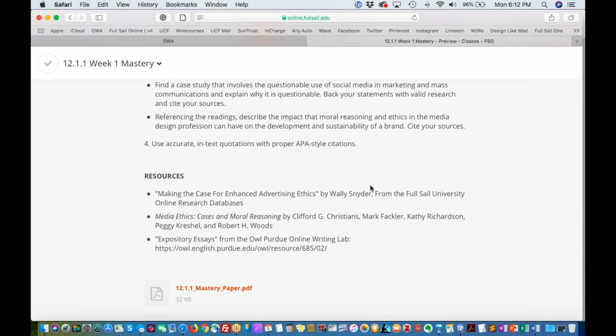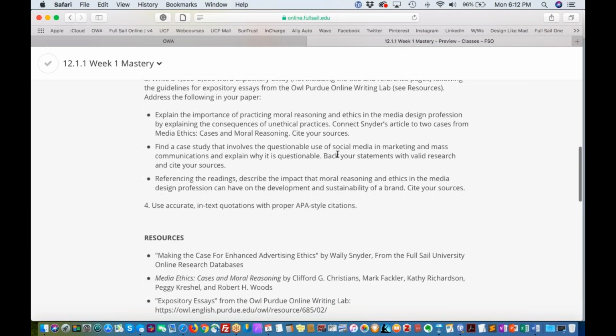So read that article, then go find the cases in the media ethics book, and you're going to connect the article by doing a cross-comparison analysis between the article and one of the cases that you find in the book. Then go in and find a second case that talks about questionable use of social media in marketing and communications, and explain why it's questionable, and then do some outside research to back it up and prove your case. Remember, you're constructing an argument, and the best way to support your argument is through secondary sources that are the backbone of your paper.